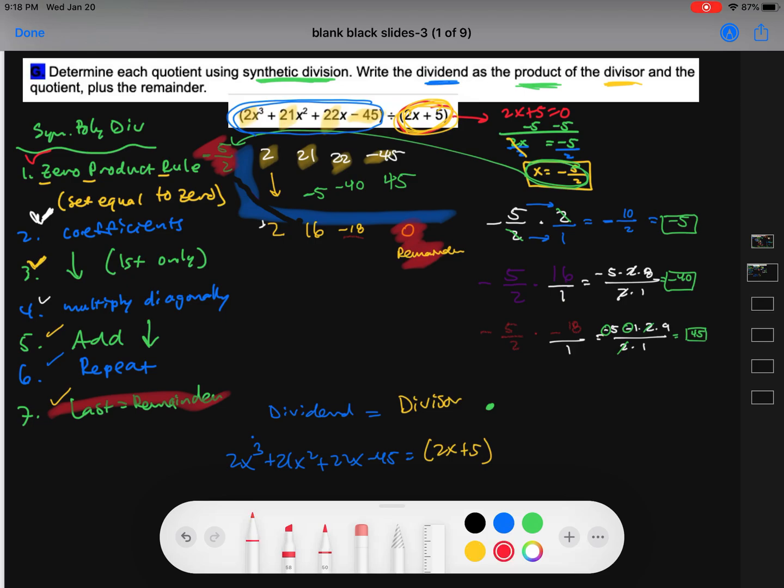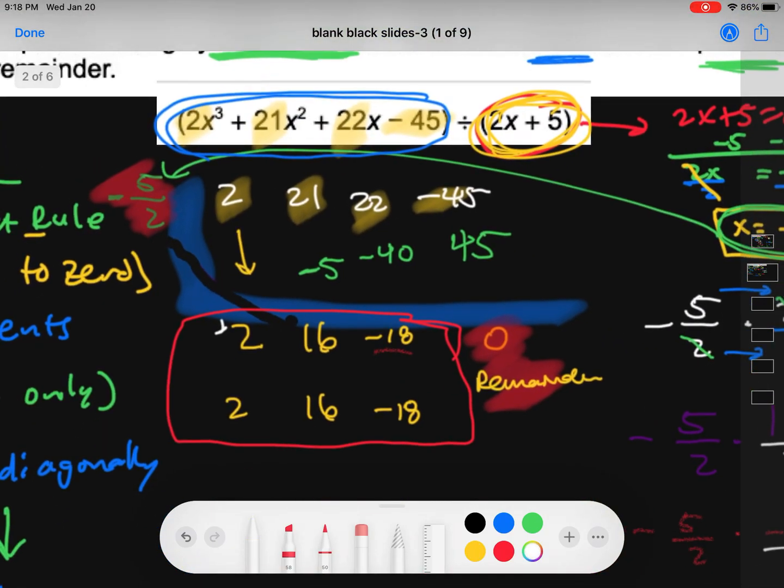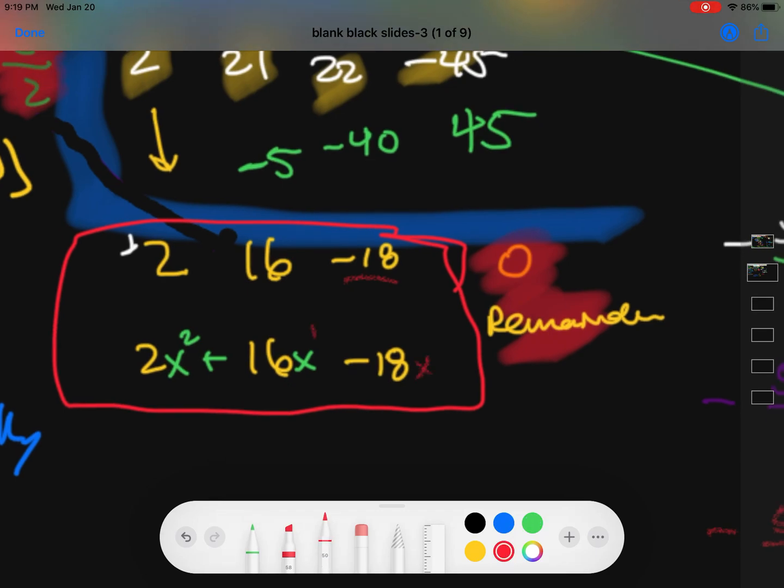And the divisor and the quotient. The quotient is our answer. We have to remember what those numbers mean. Those are the coefficients. So let's write that in the same color: 2, 16, and negative 18. What we've basically done is we've reduced it by an x, by 1 in the power. So this will be an x squared, and you kind of just go down. 16 is positive, so this would be an x to the first. Then there's x to the 0, but you don't normally write that. You just leave it out.